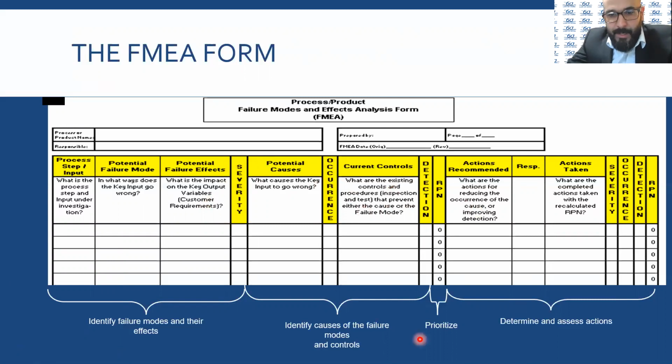Again, the first section on the left side is to identify the failure mode and its effect. The second section would be to identify the cause and failure of the failure mode and controls. And then the third section would be prioritizing how severe the issue is, and determine and assess an action.